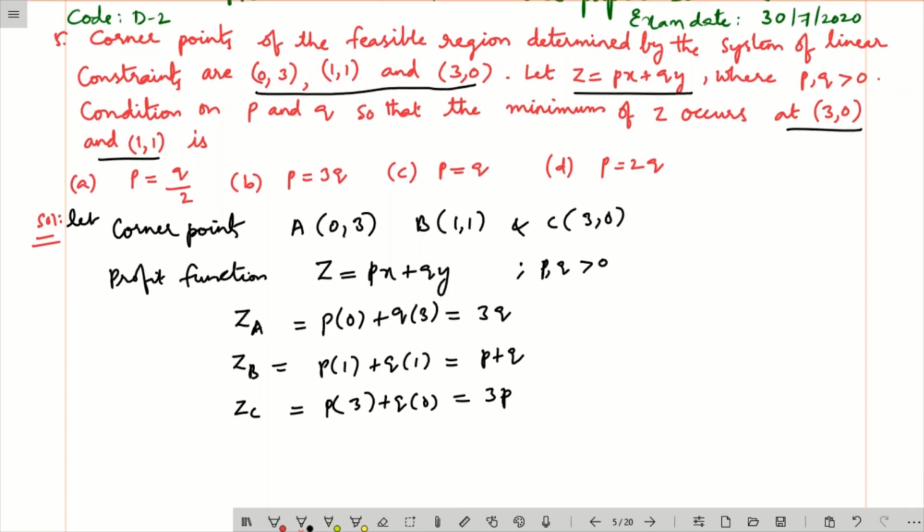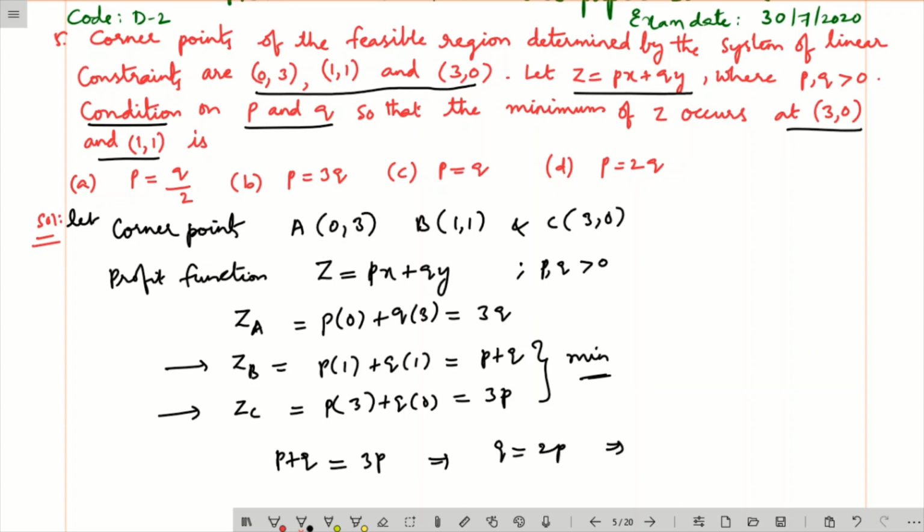And what else is given in the question? He was asking about the condition on P and Q so that the minimum of Z occurs at 3, 0 and 1, 1. So where is 3, 0? 3, 0 is here, and 1, 1 is at the point B. These two occur at the minimum. Minimum means both are equal. Both are equal means we can take the condition like P plus Q is equal to 3P, or we can write Q is equal to 3P minus P, that is 2P, or we can write P is equal to Q by 2. So which option is coming here? Option A. Okay.